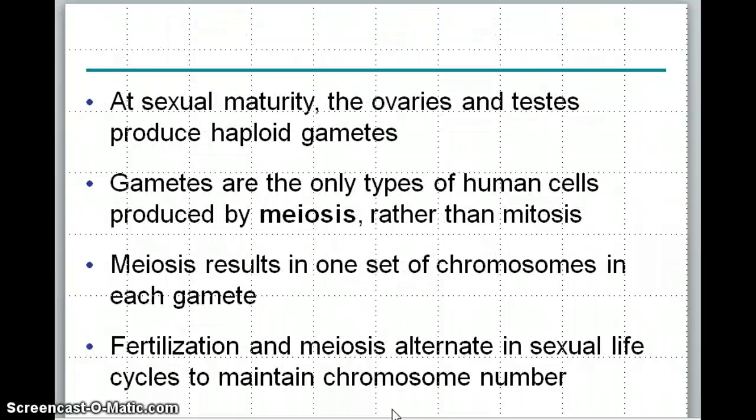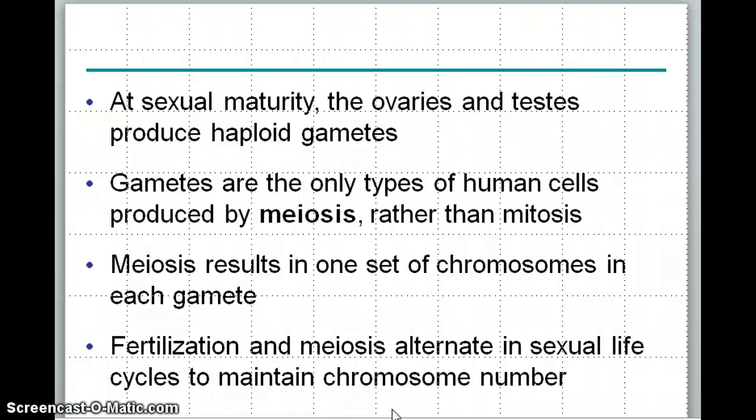At sexual maturity, the ovaries and testes produce haploid gametes. Gametes are the only types of human cells produced by meiosis rather than mitosis. So, mitosis makes everything from the cells in your eye, to your neurons, to your muscle cells, your cardiac cells, your liver cells, your skin cells, your bone cells. Your blood cells are derived by a mitotic process, but it's a little more complicated. They derive from bone marrow. Fat cells, all of those go through mitosis.